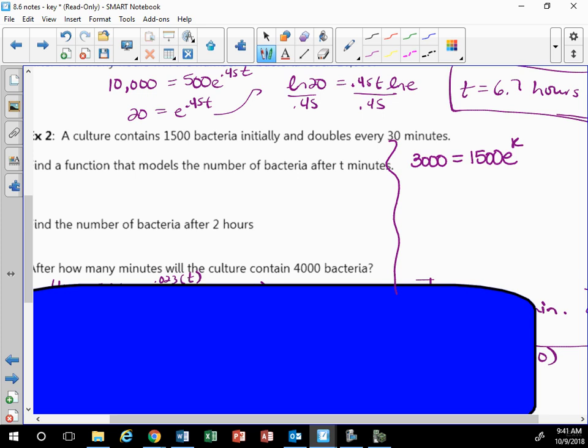Hours, okay. Oh, but look at the question. What did it say we had to do? Sorry, so I misled you. In minutes. So what am I going to put up there for T? 30, okay. So that's K times 30. We need to solve for K. Step 1 is divide. So I get 2 equals e to the 30K.